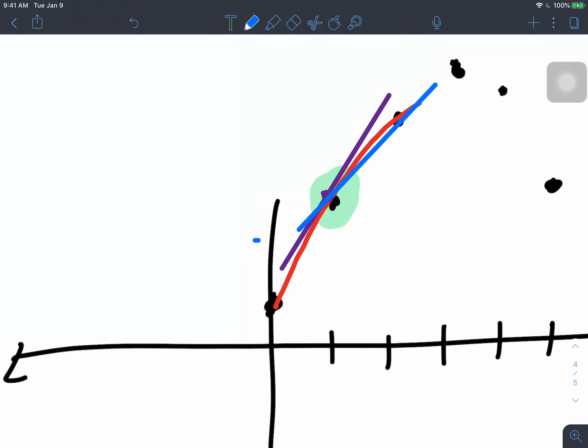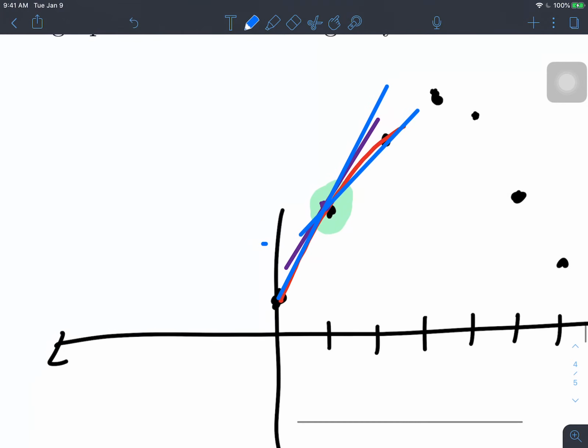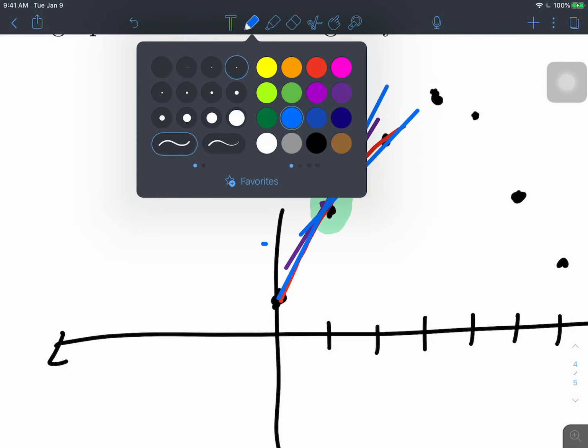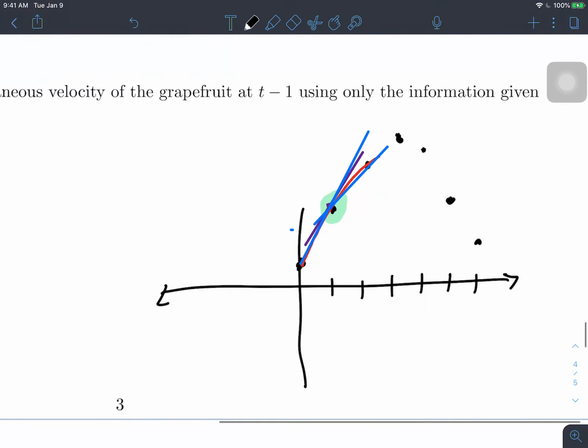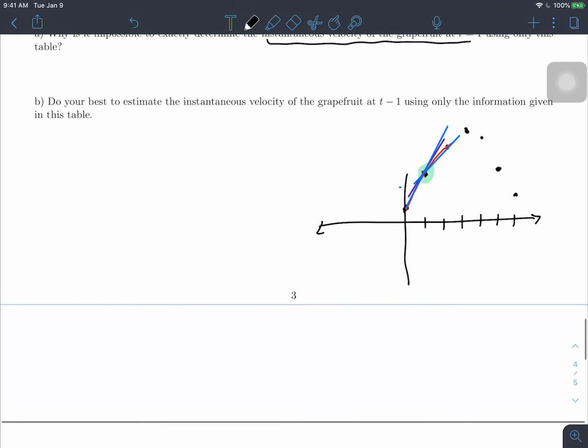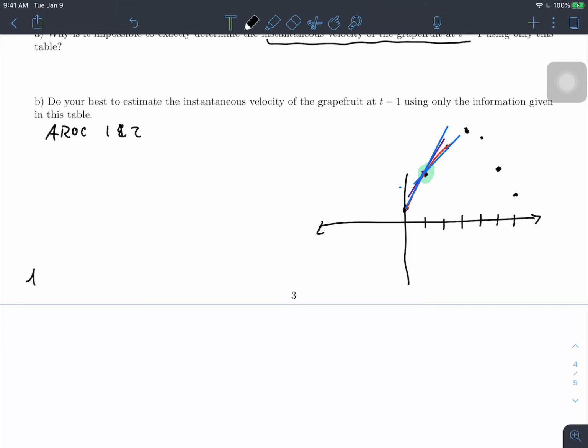Well, this line, and I'm going to also compute the slope of this blue line, and then I'm going to take the average of those 2 slopes to try to figure out what the slope of the purple line in between them should be. So how do I do that? I'll do average rate of change between 1 and 2, and then I'll do average rate of change between 0 and 1, and then I'll average them.